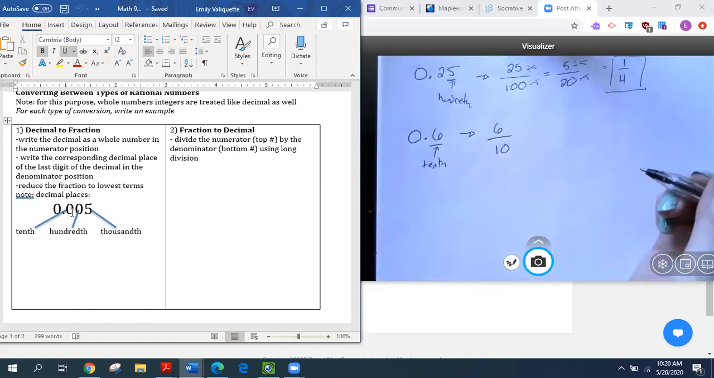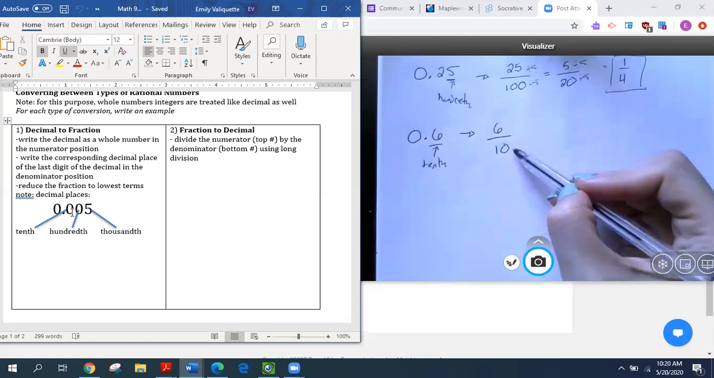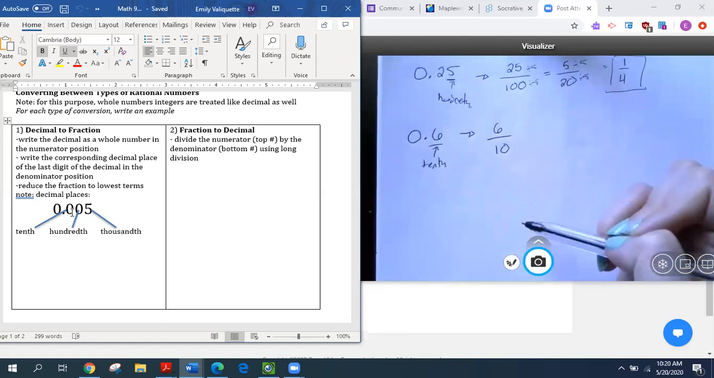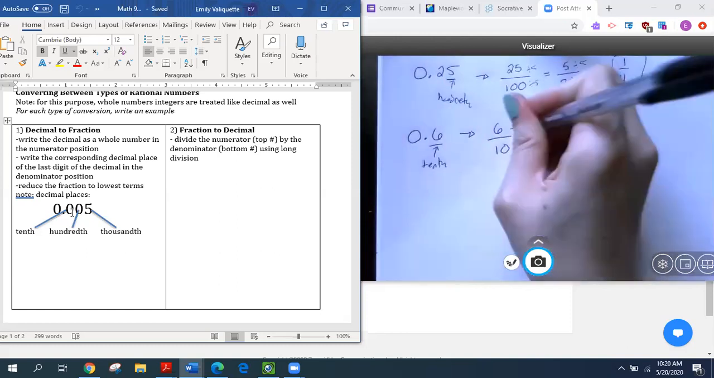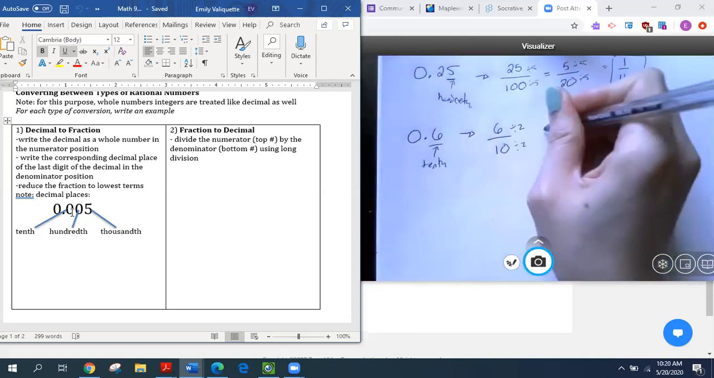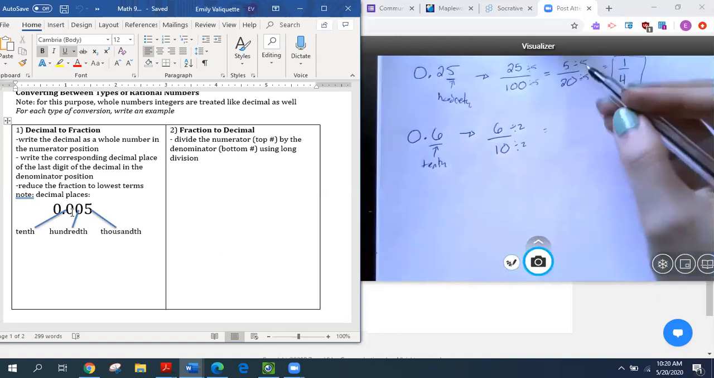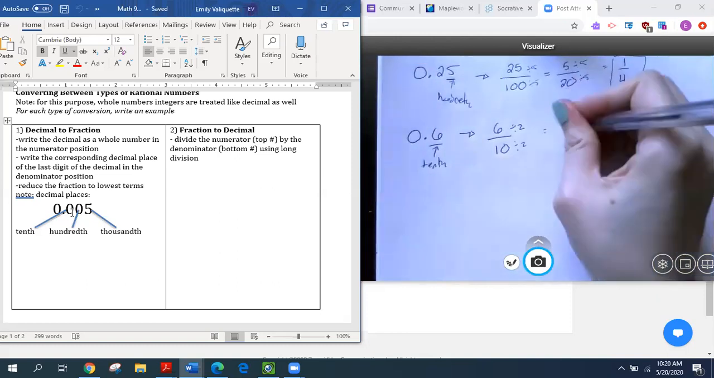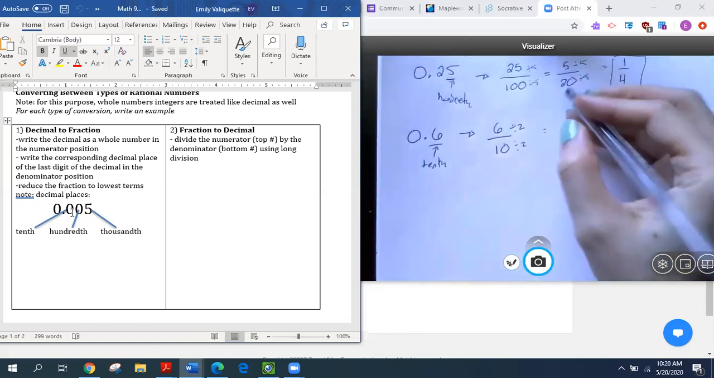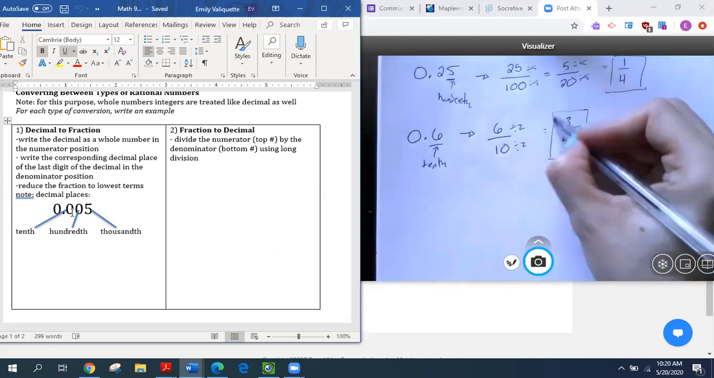And then once again, I'm just going to put 6 over 10 into lowest terms. So both of those are divisible by 2. They're both even numbers. And if I divide 6 by 2, I get 3. 10 by 2 is 5. So 3/5 would be your answer.